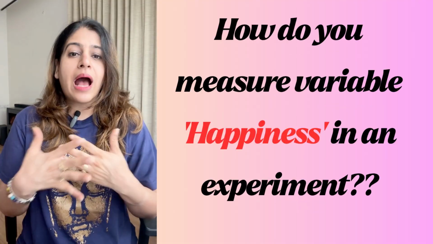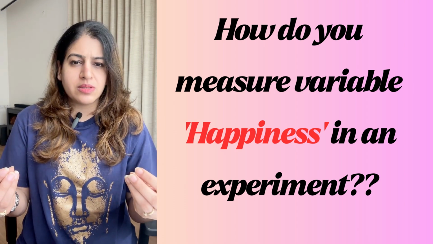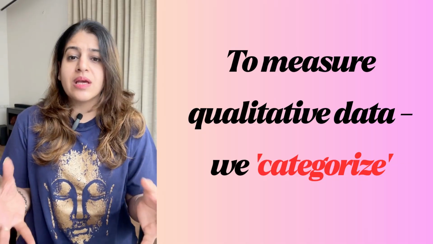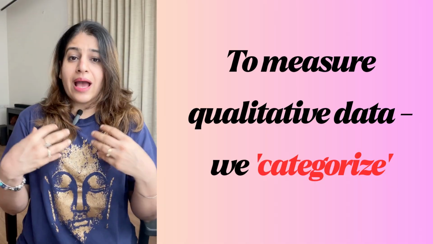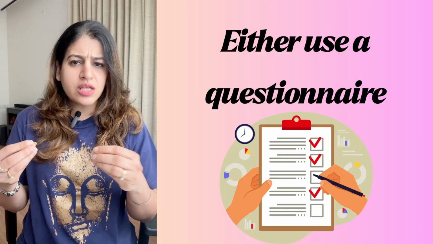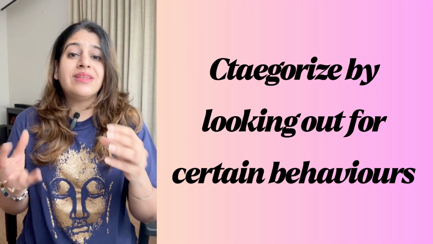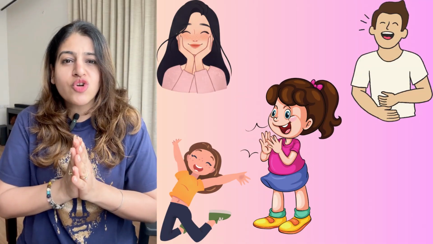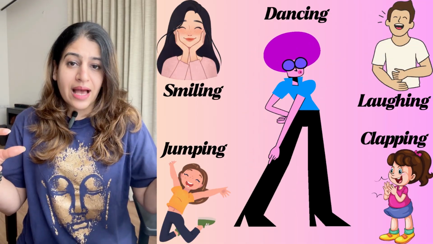For example, I am a researcher and I want to measure the happiness of my participants. So, how do I measure happiness? In such cases, we do categorization. Let's say I make categories to see if a person is happy. I can either just ask questions using a questionnaire, or I look out for behaviors like: are they smiling, are they laughing, jumping out of joy, clapping out of joy, dancing out of joy, etc. So these are the categories I can make.